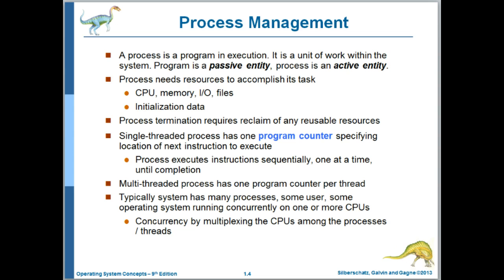Remember, a process is a running program; a program is passive, the process is active. In order to run, remember from CS220, a running program, a process, needs CPU cycles and memory. In the real world, a process also needs access to I/O devices, and files are an abstraction of I/O. So when the process starts up, the operating system has to provide these resources, and when the process terminates, the operating system has to clean up after the process and reclaim those reusable resources.